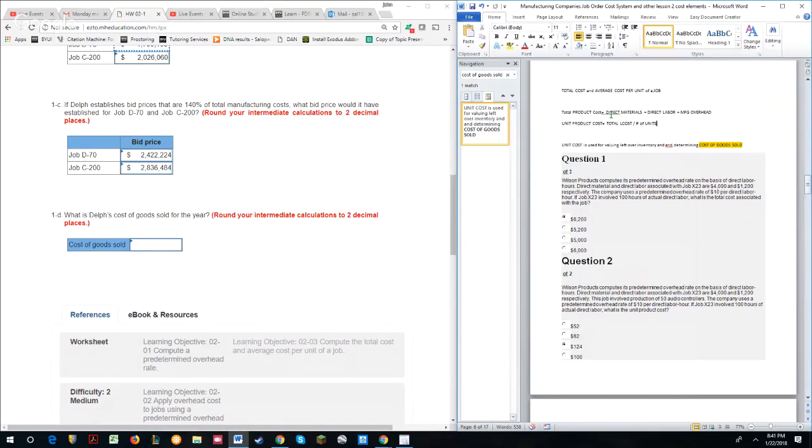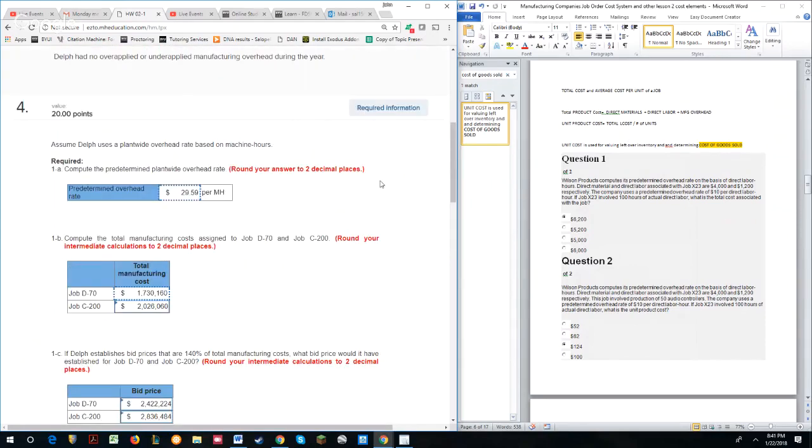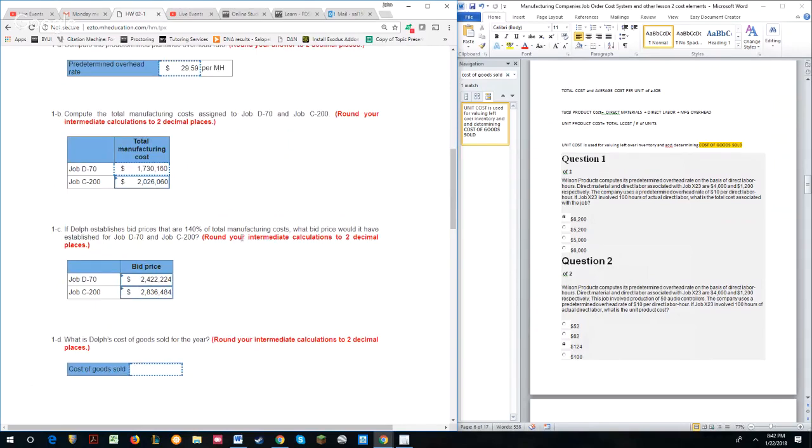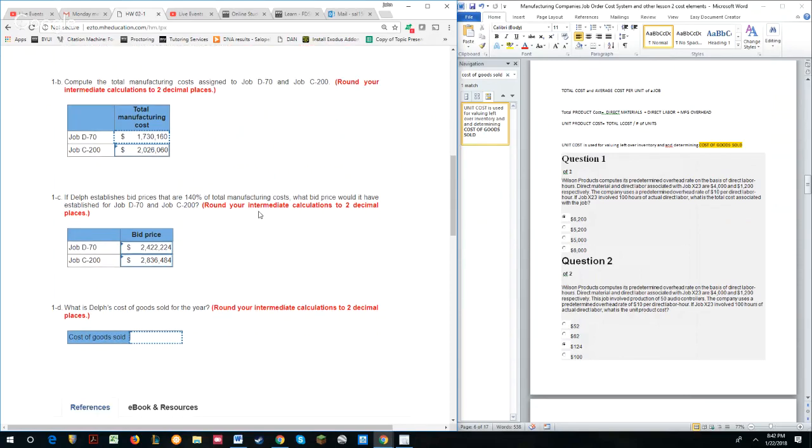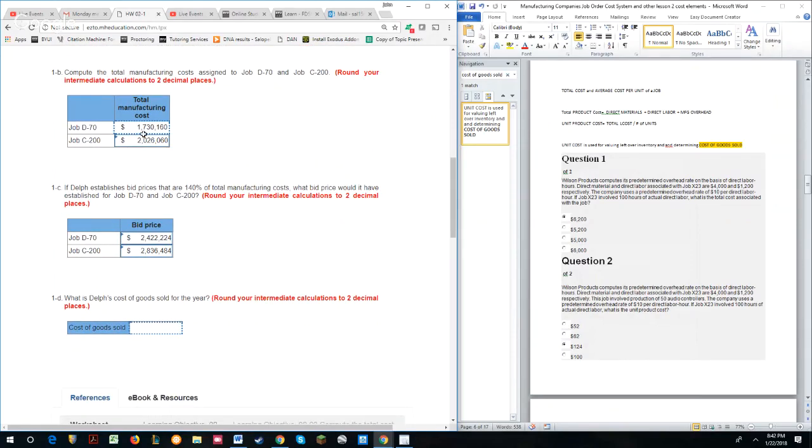So total product cost is the direct materials plus direct labor plus direct manufacturer's overhead. So I think that's what we would put in there because we have no inventory. So total manufacturing costs. Wouldn't it just be the two total manufacturing costs for both those jobs added together? That's what I think.